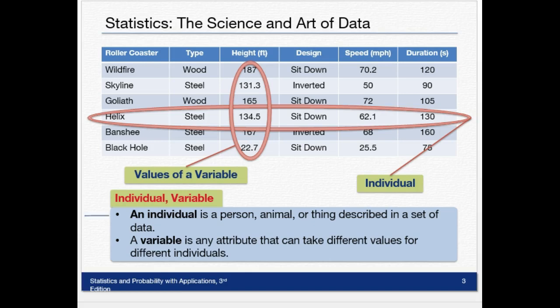So what is an individual? Well, you have to know this definition right here. An individual is a person, an animal, or thing described in the set of data. So in this case, what is the individual? It's roller coasters. A variable is an attribute that takes on different values for the different individuals. So all of these columns are attributes about the roller coaster. They are all descriptors of what the individual is.